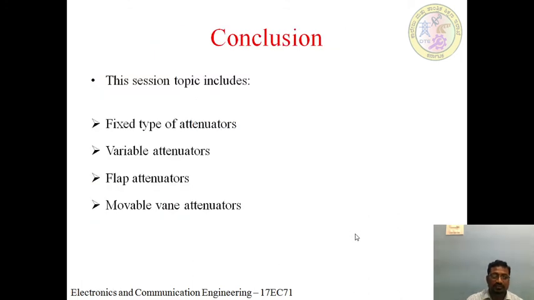Then for the conclusion of this chapter, from this we come to know what attenuators are and what the types of attenuators are, that is fixed type of attenuators and variable type of attenuators. Also, the variable type of attenuators has two kinds, that is flap attenuators and the movable vane attenuators.